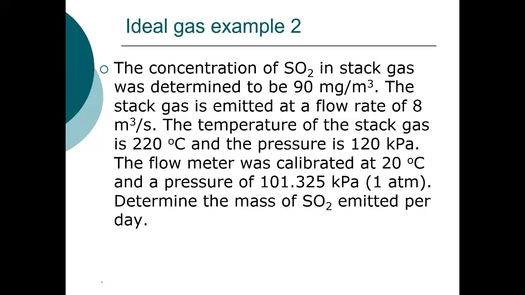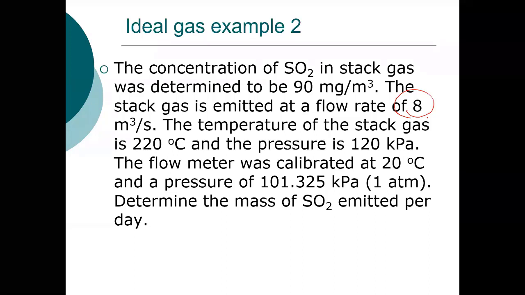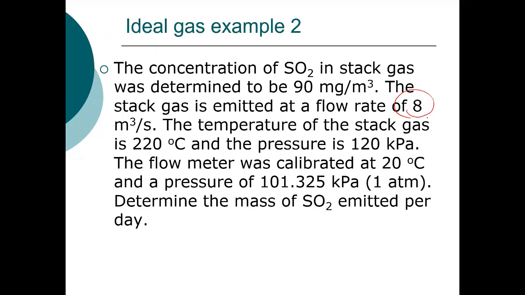The first thing we need to do in order to do this is this flow rate here, okay, of 8 meters cubed per second. As I said, that was measured with an instrument that was calibrated at a different temperature and pressure than what was used to measure that flow. So we need to do a correction to deal with that difference in temperature and pressure.